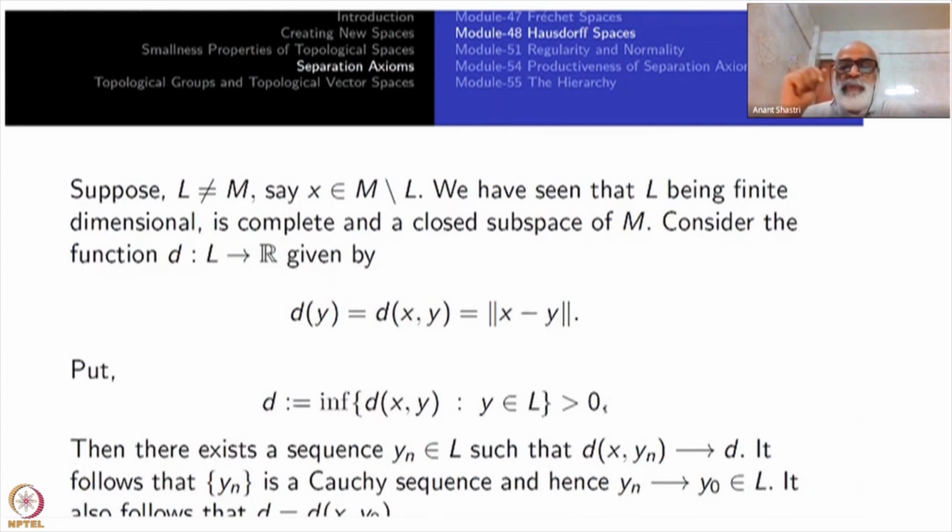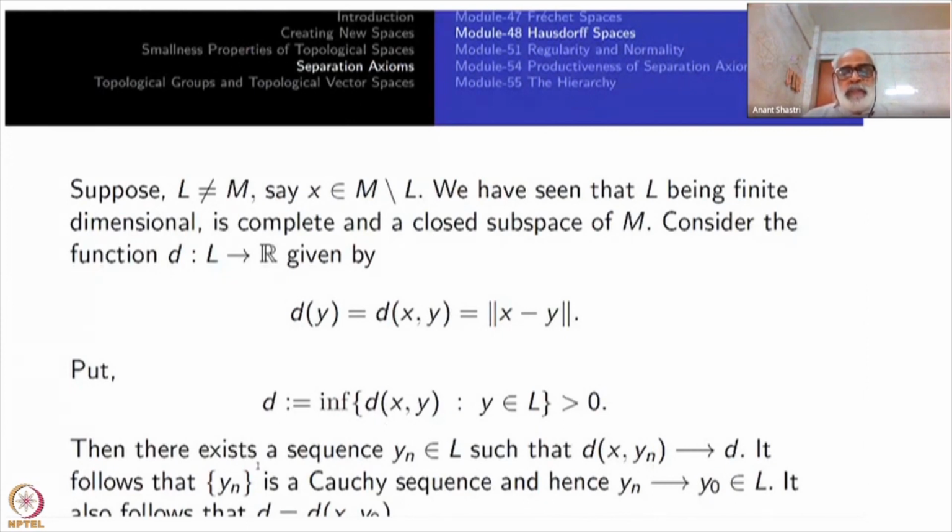Why is the infimum positive? If the distance is 0, then we know that x will be inside L because L is closed. So the distance must be positive. This d, which is the infimum of d of x, y, is actually the distance of x from L. That is positive because L is closed and x is outside L.